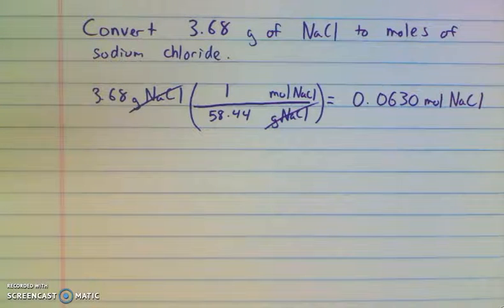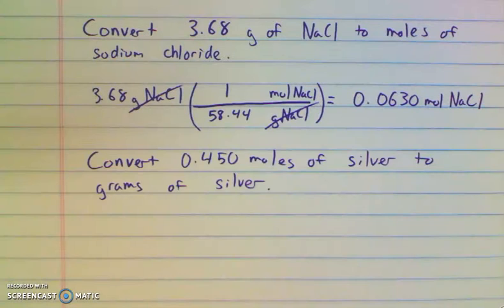Okay, time to check your work. You should have gotten 0.063 moles of sodium chloride. For our next problem, we'll be converting moles to grams. We'll be converting 0.450 moles of silver to grams of silver.